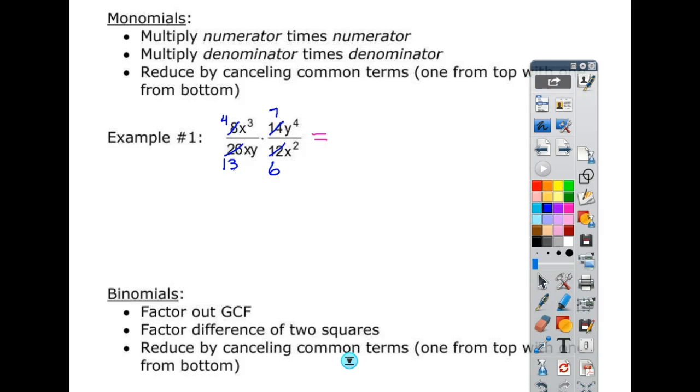Now, you might want to just multiply straight across the top, but if you are a big reducer kind of person, you can even reduce 4/6. To reduce, one has to be on the top, one has to be on the bottom. Or if you want to go ahead and multiply straight across the top, you can. Let's do that. So we get 28. What's 13 times 6? You have calculators.